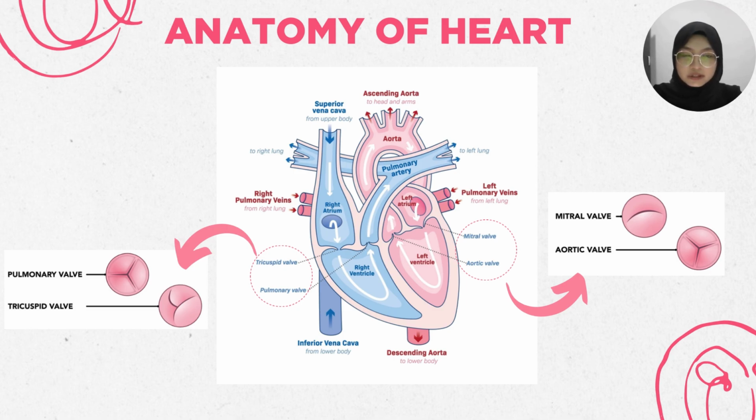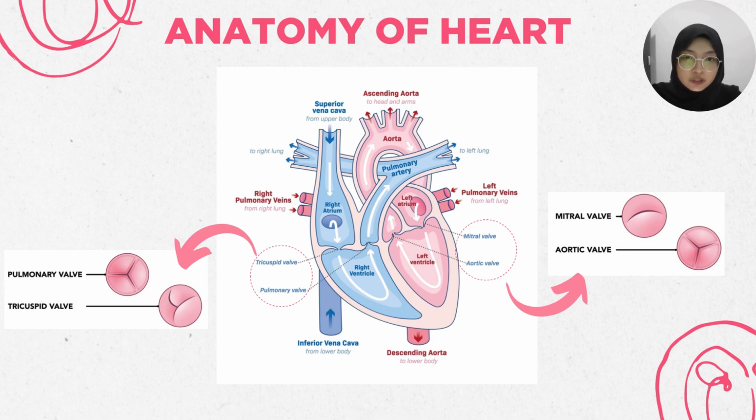Let's look at the anatomy of the heart. The heart is divided into four chambers: two upper chambers called atria, which receive blood, and two lower chambers called ventricles, which pump blood out of the heart. The chambers are separated by valves. The mitral and tricuspid valves regulate blood flow from the atria to the ventricles, while the pulmonary and aortic valves control blood flow out of the heart to the lungs and the rest of the body. The septum divides the heart into left and right sides.